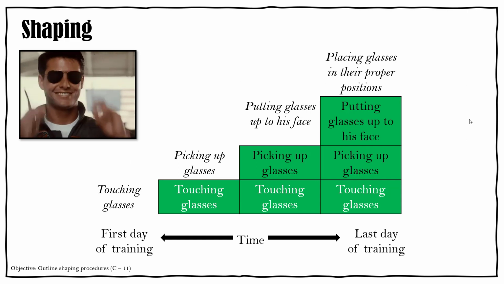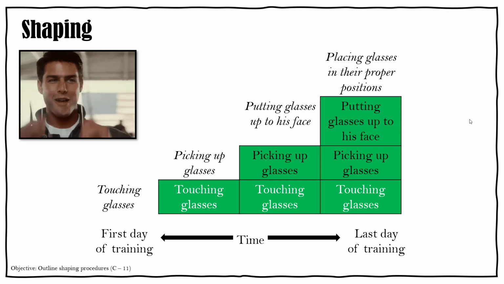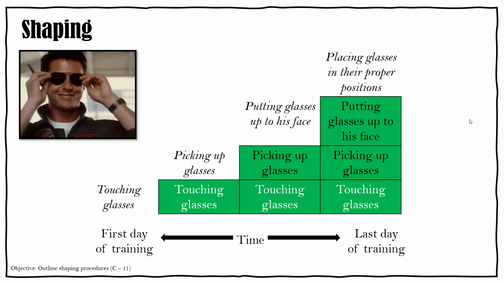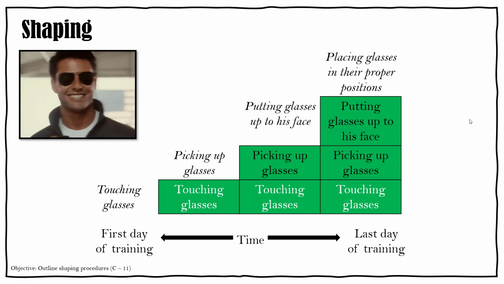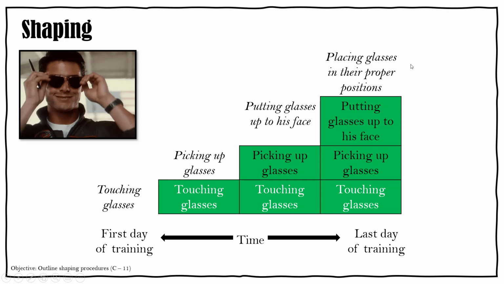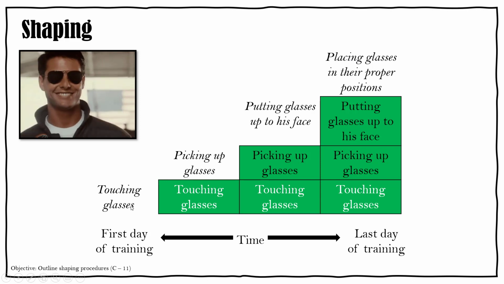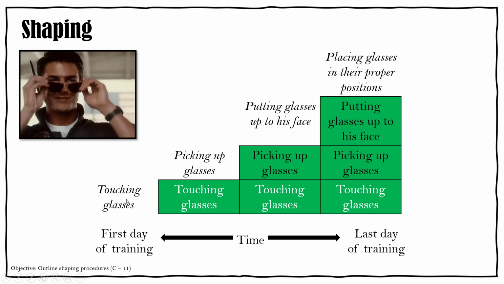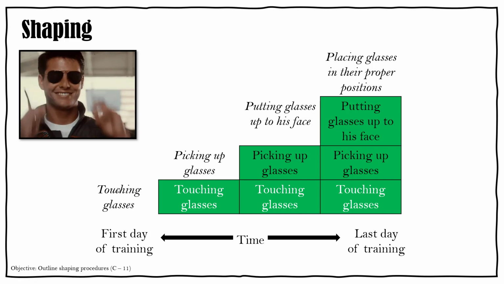Let me give you another example. Say you have a learner who has gotten glasses and needs to put their glasses properly on their face, and they're not engaging in that behavior. So this is a novel behavior that you need to shape up. On the first day of training, first you would identify your target behavior, which is placing the glasses in their proper position. Then you would identify an initial behavior. Where are you starting off? For this particular learner, we're going to start off with him just touching his glasses. So on the first day of training, he touches his glasses and gets the reinforcer.